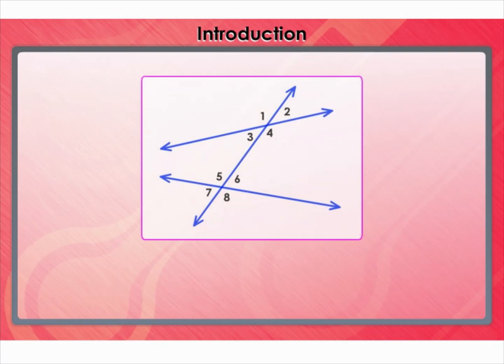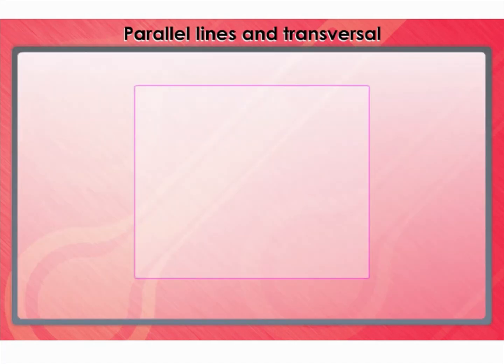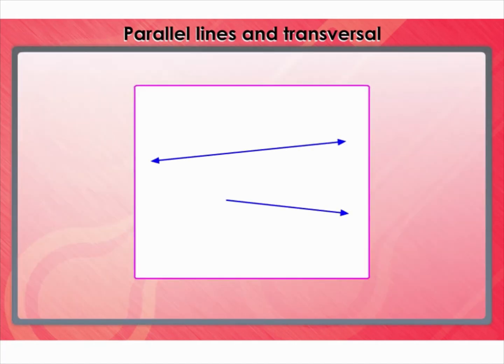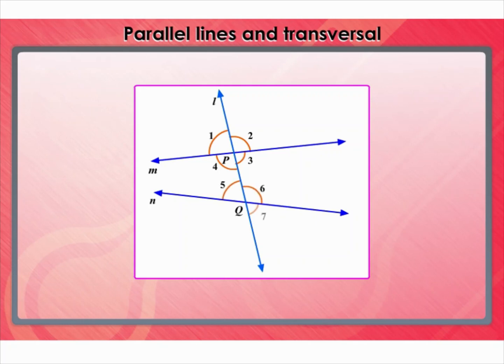What angles are formed when a transversal intersects two non-parallel lines? Let's learn about these in detail in this chapter. Consider two lines M and N intersected by a transversal L. When a transversal intersects two lines, 8 angles are formed, 4 angles at each point P and Q respectively. Let us name these angles as angle 1, 2, 3, 4, 5, 6, 7, and 8.